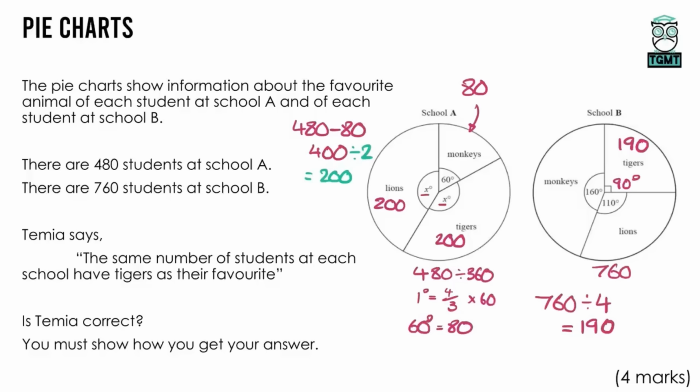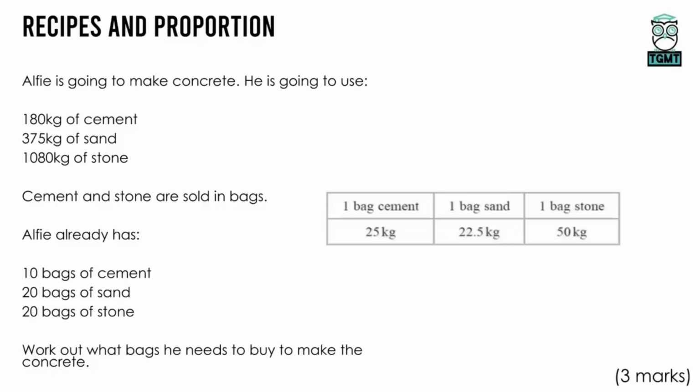So here it says, is Tamia correct? She said the same number of students at each school have tigers as their favourite, but we've just identified that school A was 200 and school B was 190. So we would say no, Tamia is not correct. And we have our numbers to back that up. You could write in a little sentence: tigers are 200 at school A and it's 190 at school B.